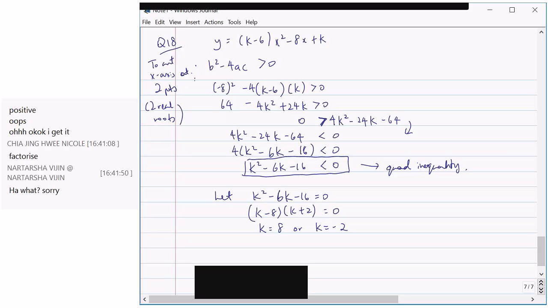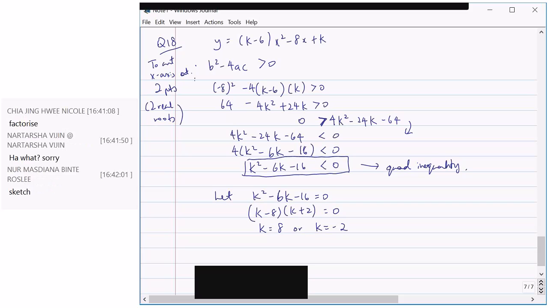Oh, okay, I have found the factors. I found the k values where the equation is 0. What do I do now? Sketch the graph. Exactly. Sketch the graph. So I sketch by the side.